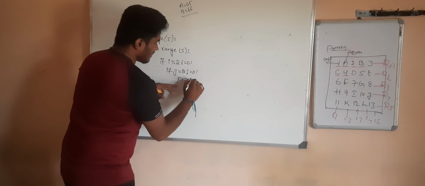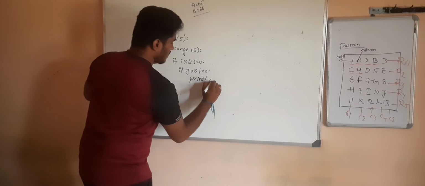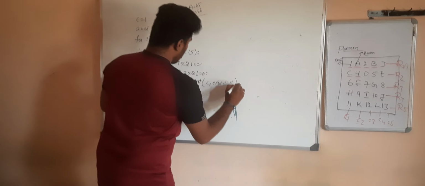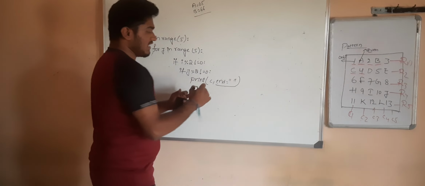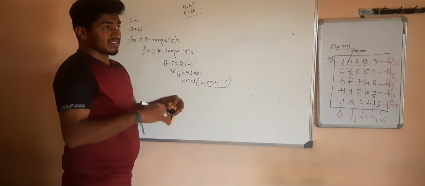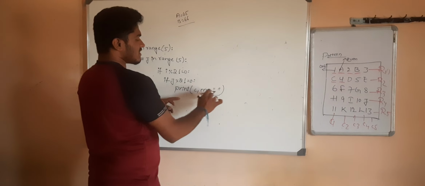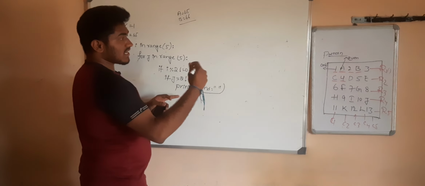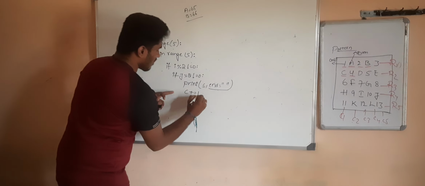For that, print number, that is C, comma, end equals to, so likewise. So we use the end. Why? Because the print statement always takes the next line. For that reason we are using the end. Next, we are going to increment this one. Why? Because in the next step the number is 2. For that, C plus equals to 1.